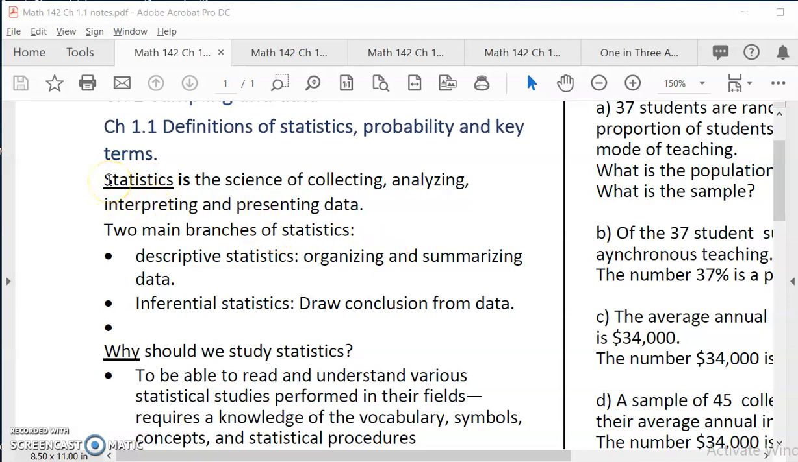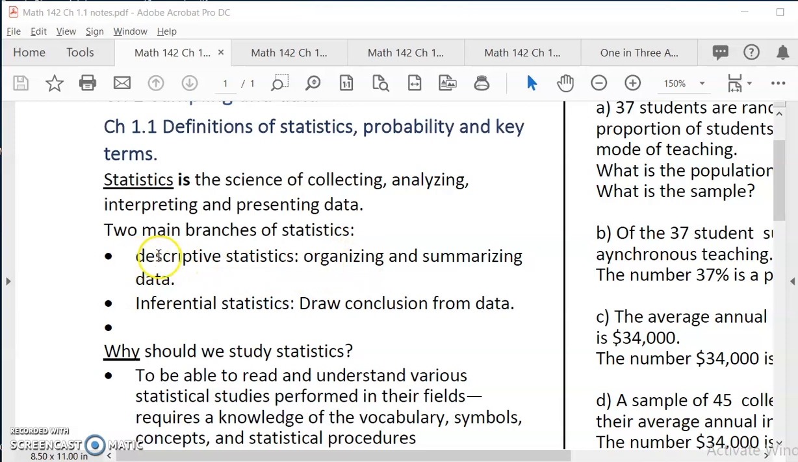Here, I have it copied from the textbook. We're using the OpenStax textbook, which you can access online. In the textbook, it mentions that statistics is the science of collecting, analyzing, interpreting, and presenting data. We call it a science because the methods they introduce are all based on sound mathematical models, and it's backed by math for accurate interpretation.